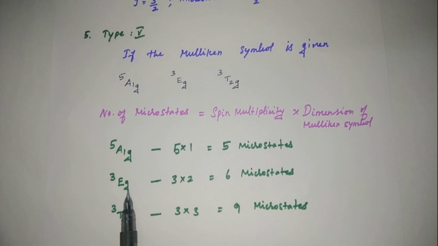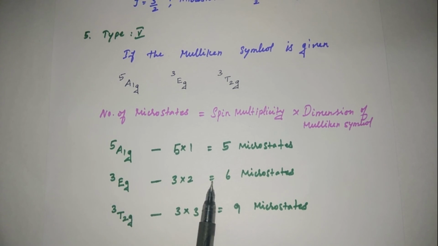Then 3Eg. The 2S plus 1 value is 3. So 3 into 2, as E is a doublet. It is equal to 6 microstates. In the 3Eg Mulliken symbol, there are 6 microstates. Then 3T2g, the 2S plus 1 value is 3. T2g is a triplet. So 3 into 3 is equal to 9 microstates in the 3T2g Mulliken symbol.